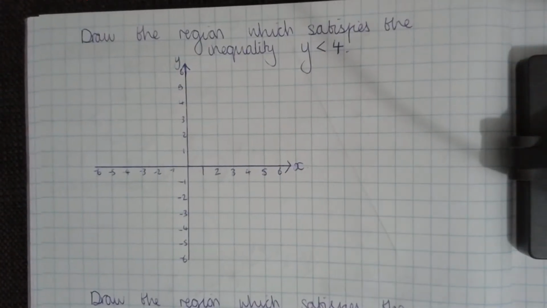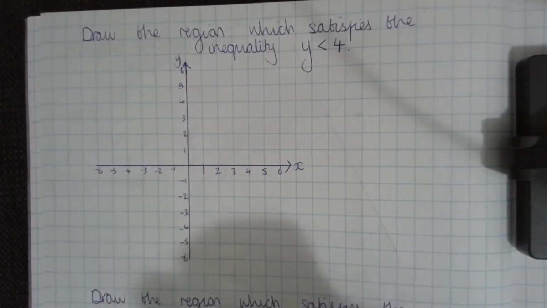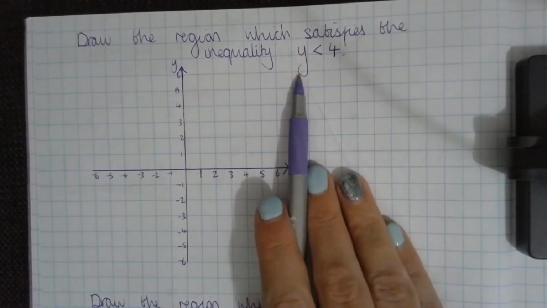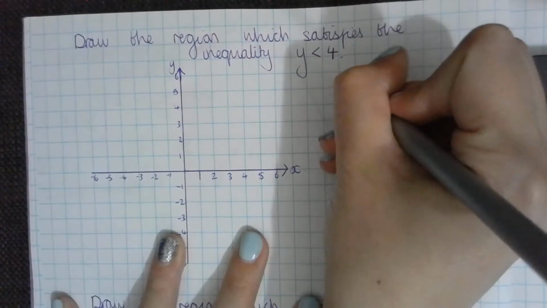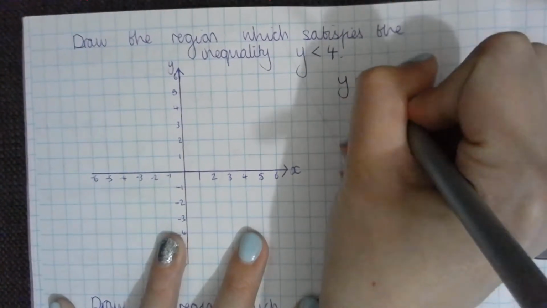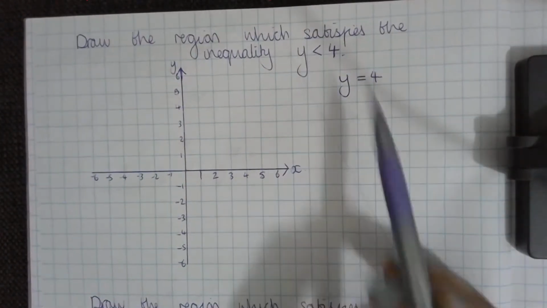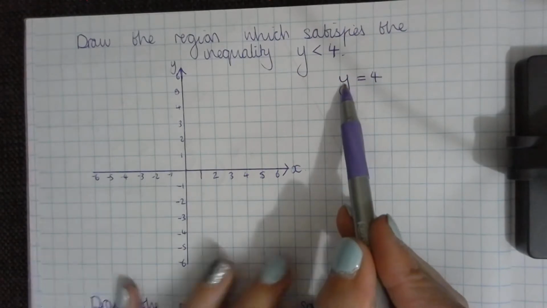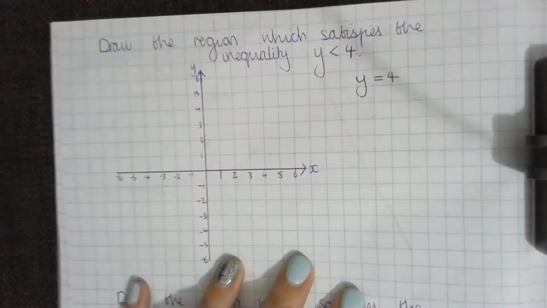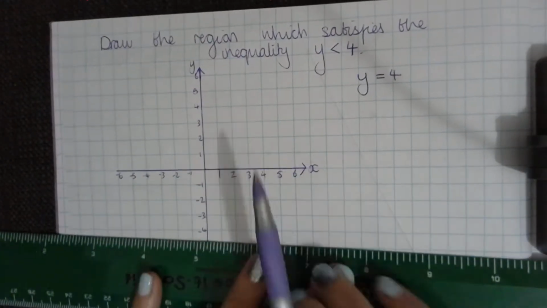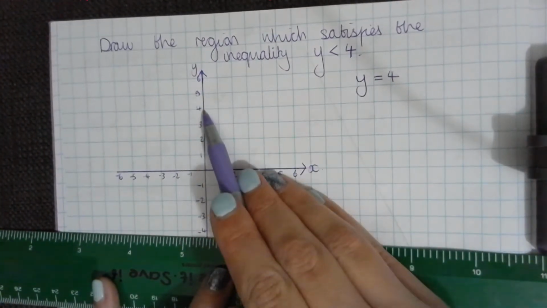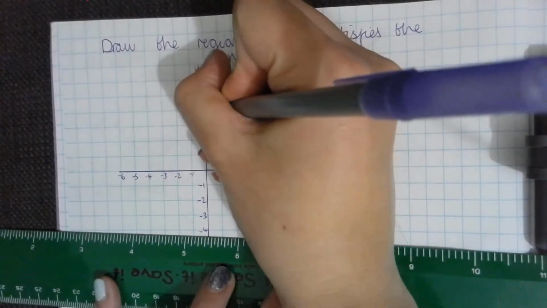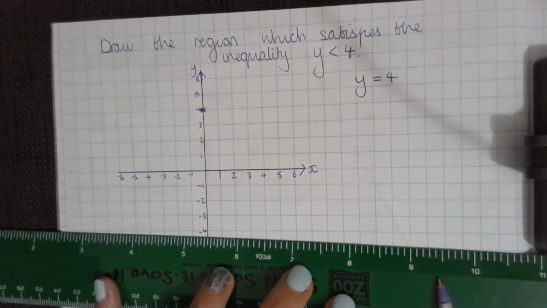So now we're looking at drawing regions given the inequality. We have the inequality y is less than 4. So we actually plot the graph of y equals 4 and then worry about the inequality sign after. If we're plotting the graph of y equals 4, then we know it's going to cross at y is 4. So on the y-axis we find 4, so it has to cross at that point.